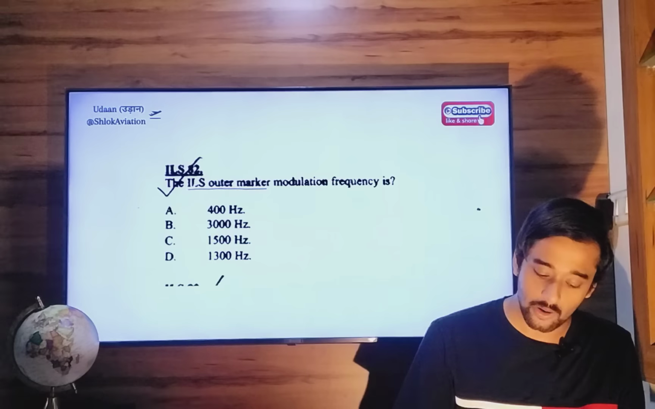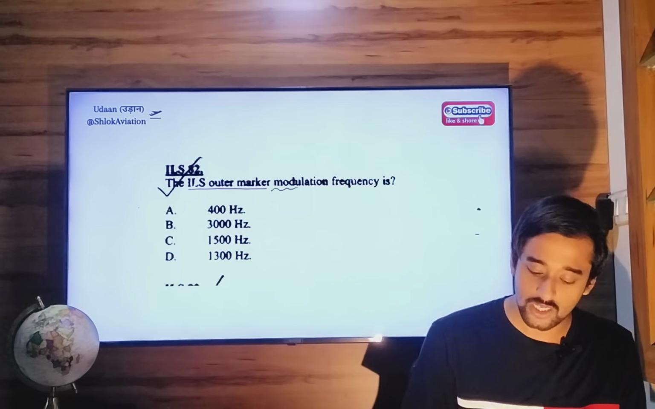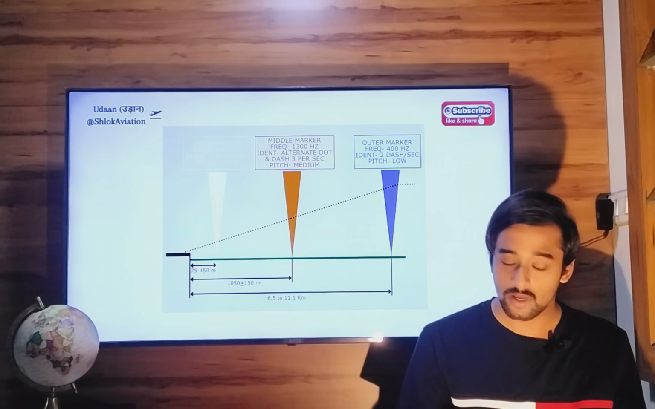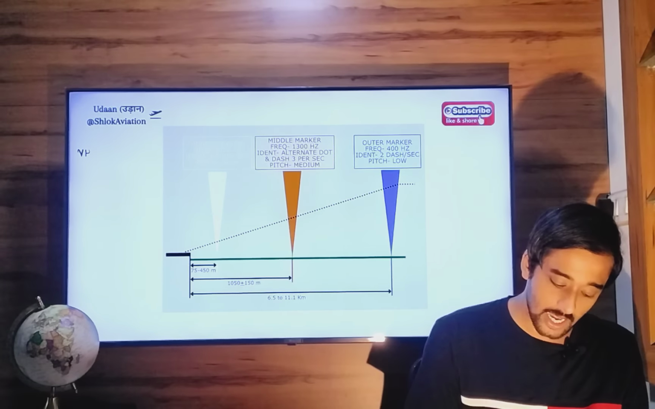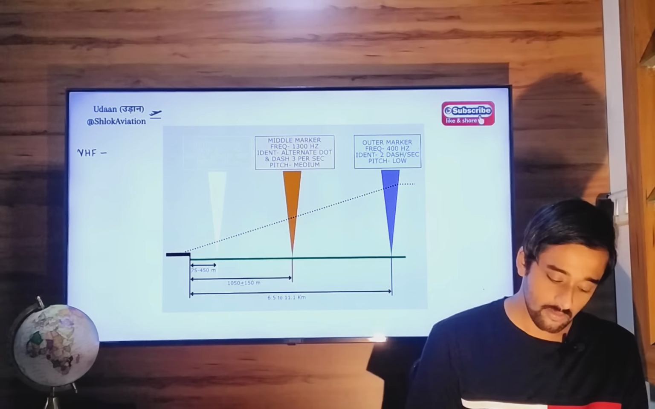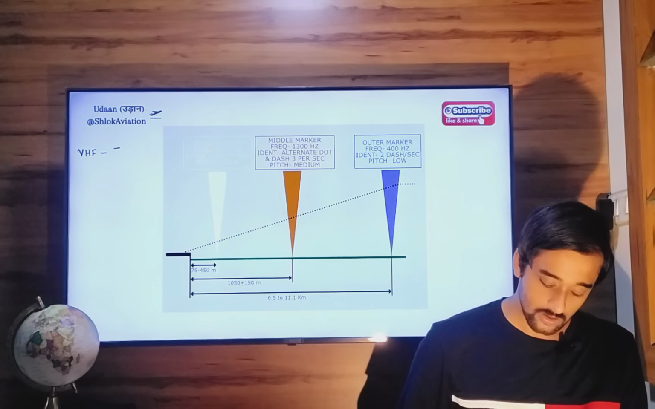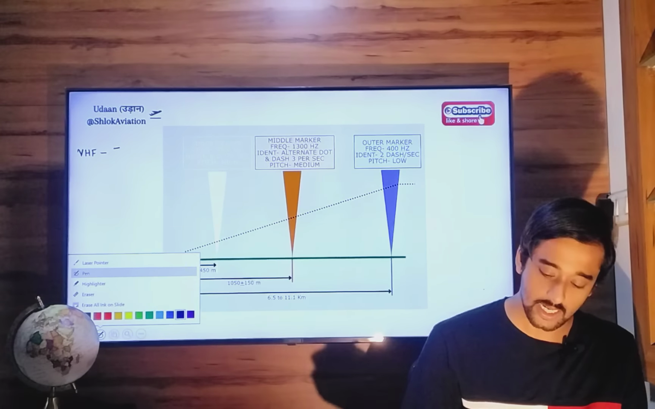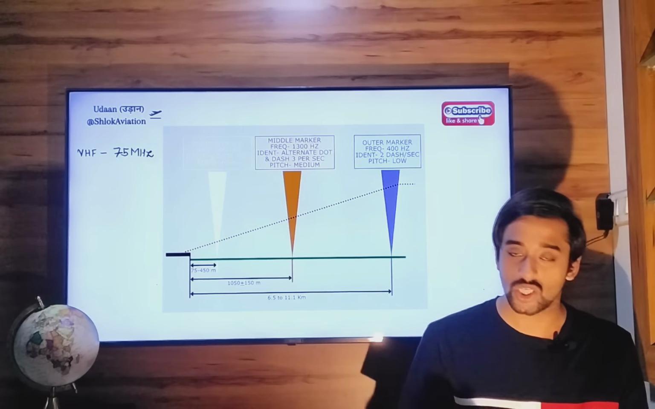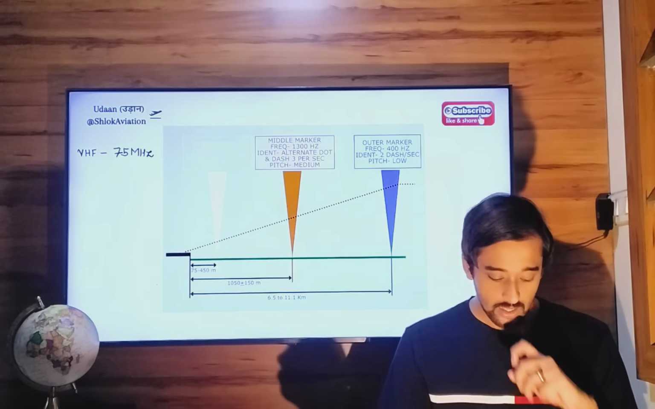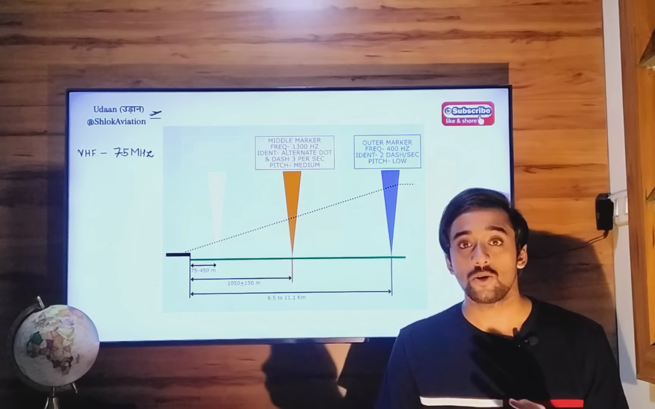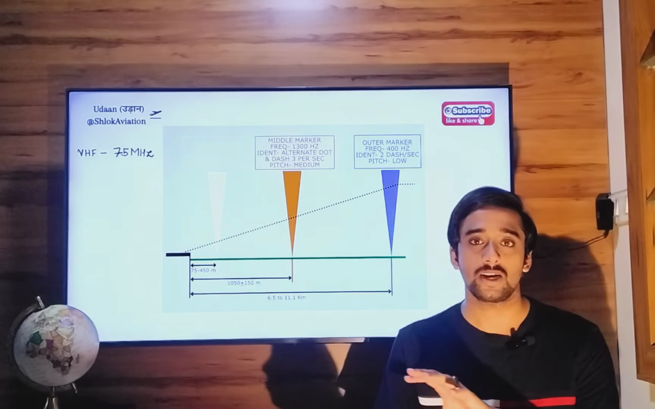Here they are talking about the modulation frequency. All the marker beacons transmit on one fixed carrier frequency, which is 75 megahertz, and this frequency falls in the VHF, very high frequency, band. Now this main 75 megahertz frequency is further amplitude modulated differently for three different marker beacons.